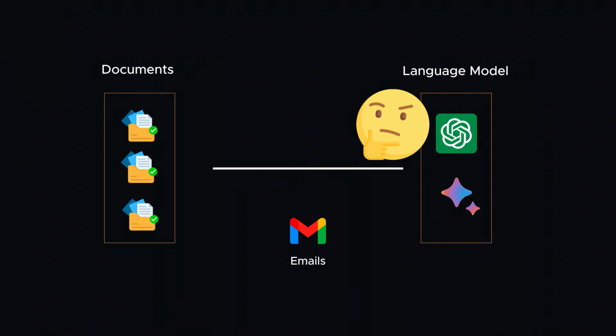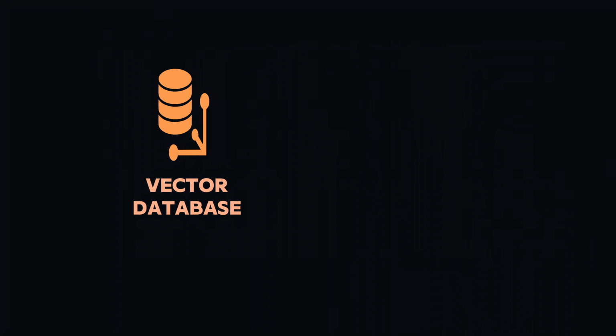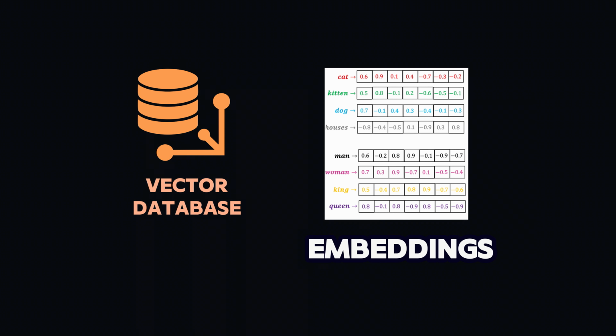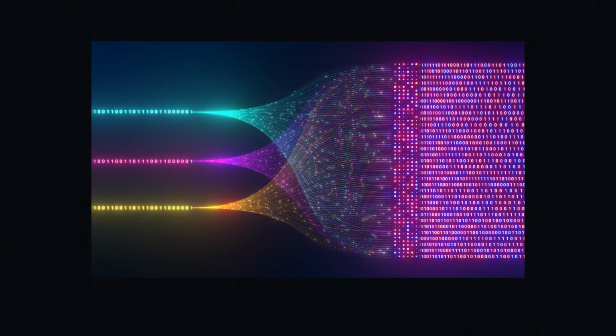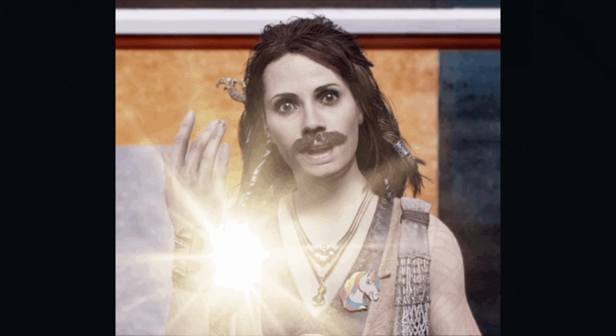The way you want to do it is by taking the document and slicing it up into smaller chunks. These chunks are then stored in a vector database as embeddings, which are nothing but numerical representation of the chunks of text. They capture the meaning and context of the text in a form that the language model would understand. Now, here's where the magic happens.